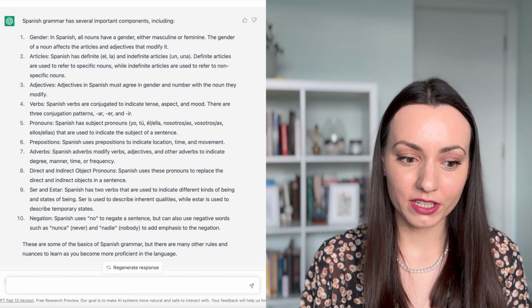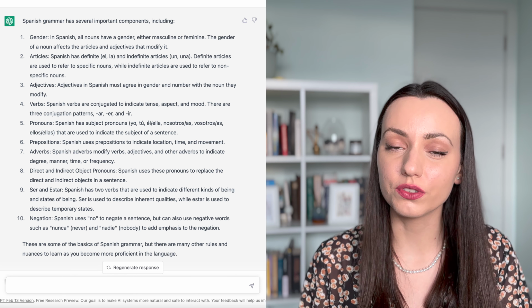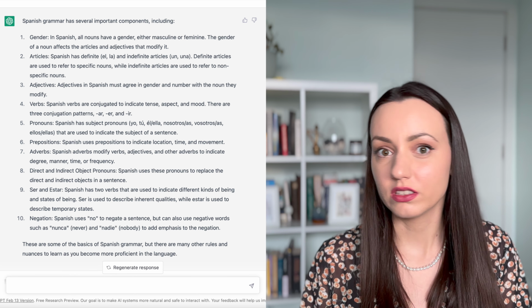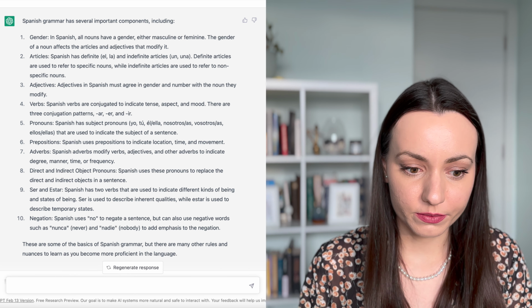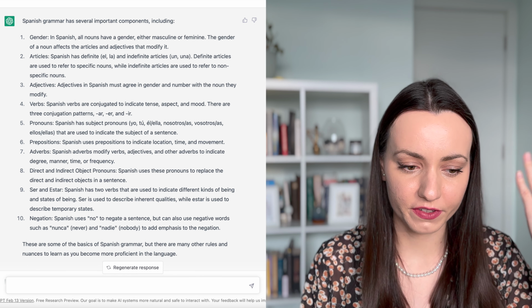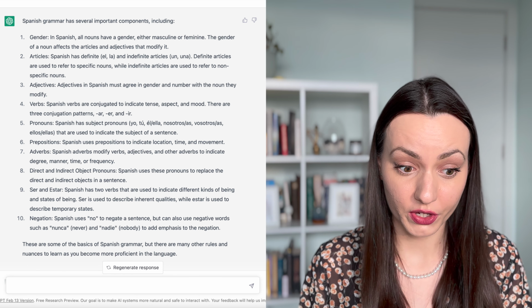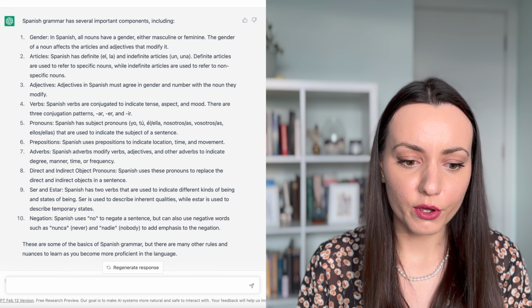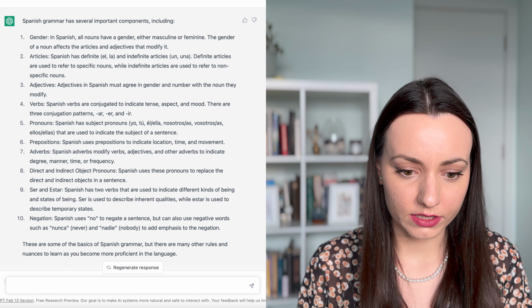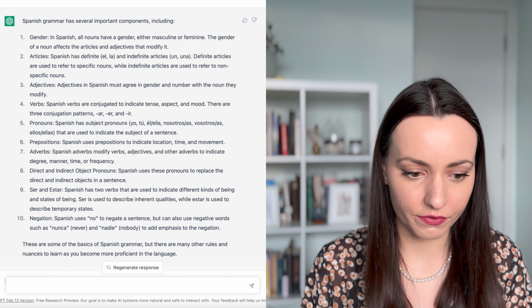And if you are a beginner in Spanish, since who would Google that but a beginner, for example, then you could walk away with a wrong impression. Same thing: okay, Spanish uses prepositions to indicate this and that, fine, every language does, whatever. That's a very low value statement. Modify verbs, adjectives, and other adverbs. Okay, so that's what adverbs do. Again, very low value.